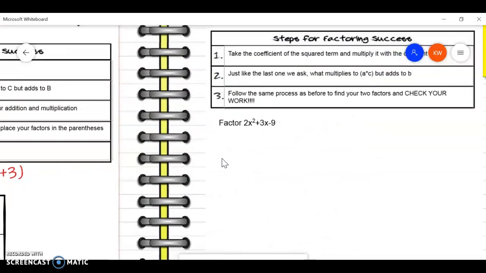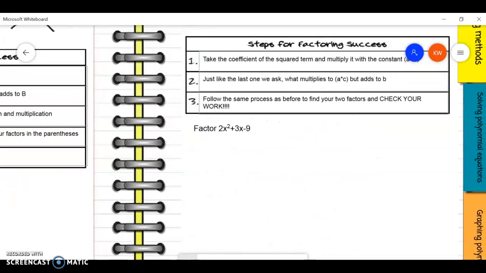So here's what we got. In this expression here, we got 2x squared, sorry, plus 3x minus 9. So first off, we're going to set up our parentheses. We're not going to fill in anything yet because unlike our last one, we don't just have x squared. So these two terms here in the front are not necessarily going to be just x. One of them has to give us this multiplication to give us 2x squared. So let's go through and take a look.